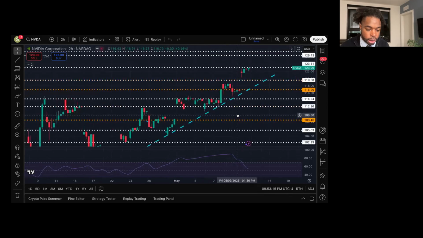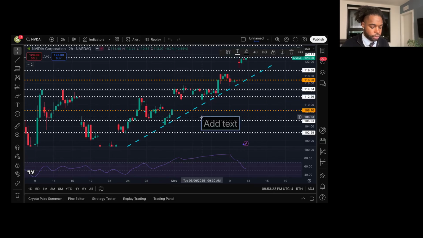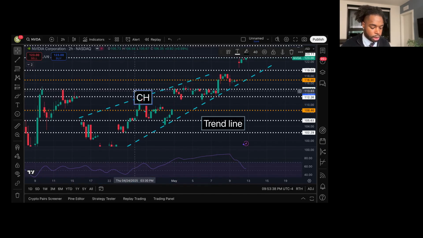Now a channel line is the opposite of a trend line. So in an uptrend, you draw the trend line on the bottom. So this is the trend line on the bottom. And then if you draw a line connecting 2 points at the top, that would be considered a channel line. Okay, in an uptrend channel line.